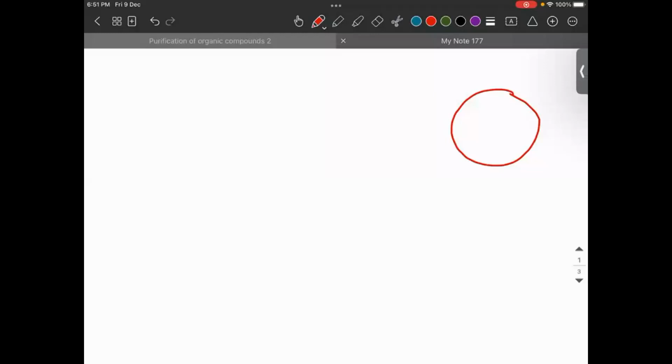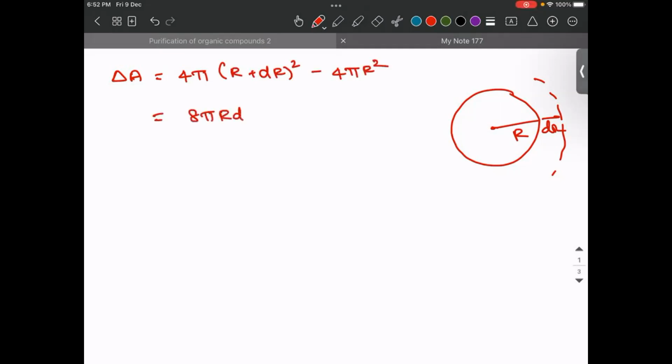So when you consider this liquid drop, when the radius has increased from R to R plus dr, what is going to be the increase in area that has taken place? Increase in area is 4 pi into r plus dr the whole square minus 4 pi r square. Am I right? So this will be equal to 8 pi r dr. Why is it so? I have already explained. Here dr the whole square will be ignored. So delta A will be 8 pi r dr, let it be 1.